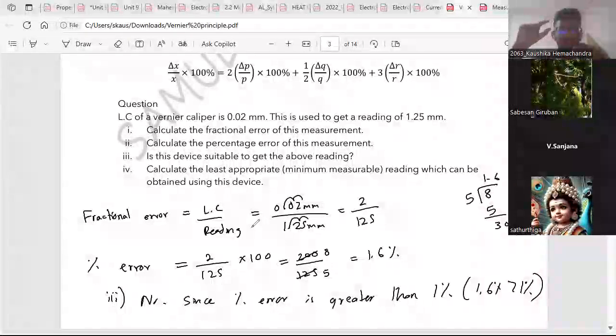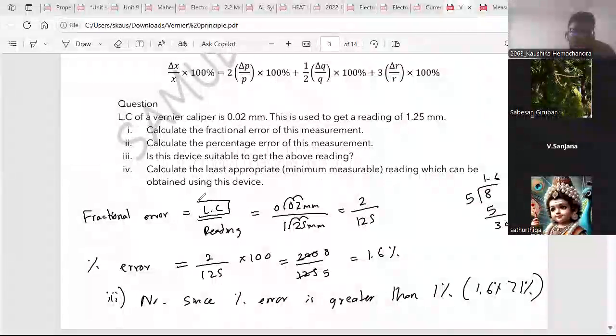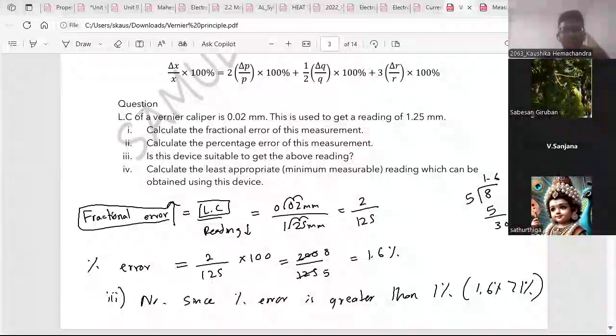So minimum reading means for a given instrument, right? Minimum but accurate reading for a given instrument will have the highest fractional error. So what is the highest fractional error that you can have? Highest fractional error without reducing the accuracy. That is 1%. We can have 1% as the fractional error now.